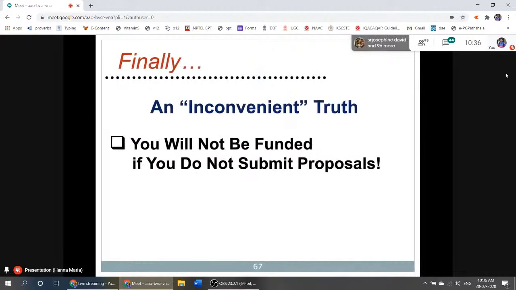Finally, an inconvenient truth I'm going to tell you. You will not be funded if you do not submit proposals. It's the truth. So I request all my good friends to submit proposals. If you need any help, you can approach me or my colleagues in the university. We will support you. And we are going to give lots of training programs to write good research proposals under the STRIDE program of the university.